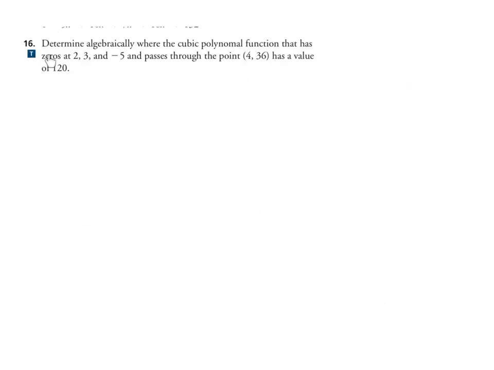All right, this should be fun. Determine algebraically where the cubic polynomial function that has zeros. All right, let's start right there. Let's call it f of x. It has zeros at 2, so x minus 2, at 3, x minus 3, and at negative 5, so x plus 5. I don't know the a value yet, but I know the rest of it. Has to pass through 4 and 36.